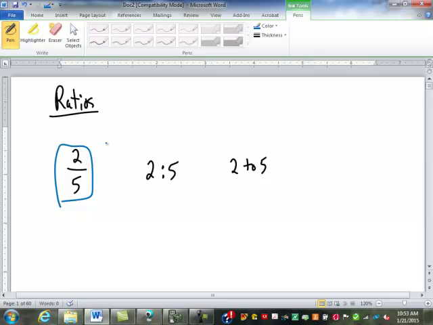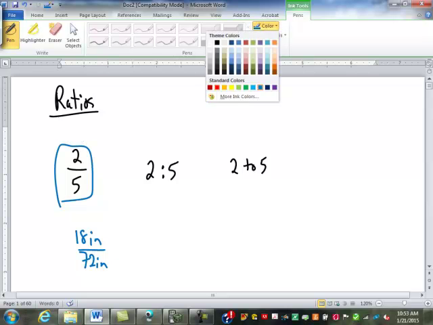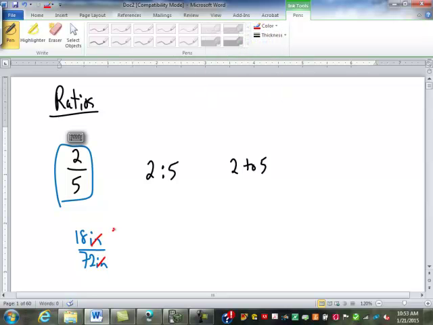For example, let's say this table here. A width to length ratio, that's 18 inches wide, and at 6 feet, that's 72 inches long. Well, just like any other fraction, I can divide out the inches, and then I can reduce. Both 18 and 72 can be divided by 18. Gives me a 1 to 4 ratio.